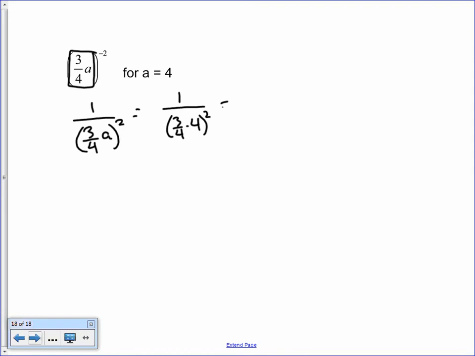Evaluate what's in those parentheses first. So 3/4 times 4, 3/4 of 4 is just 3. And I have 3 to the second power. And 3 to the second power will give me a 9. So 1 over 9 for that problem.